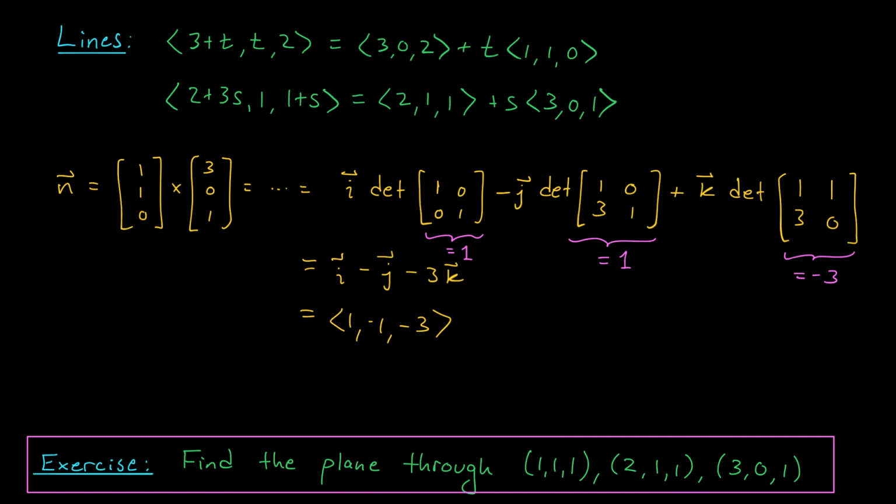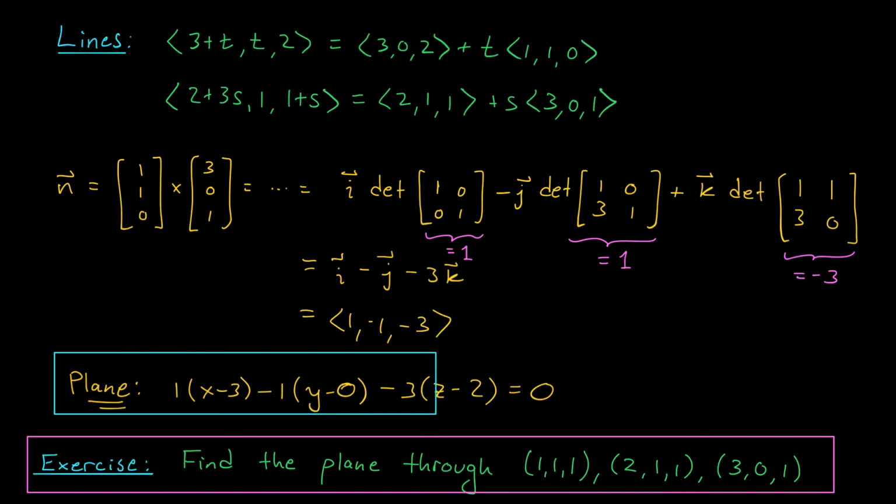To wrap up this problem, we just need to write down the equation of the plane. Remember, the plane consists of all vectors x such that n dot (x minus p) is equal to 0. Here, p can be any point on the plane. The lines sit inside the plane, right? So why don't we just take a point from one of the lines? Maybe 3, 0, 2. My plane equation is then given by 1 times (x minus 3) minus 1 times (y minus 0) minus 3 times (z minus 2) is equal to 0. And there you go. There's our plane.